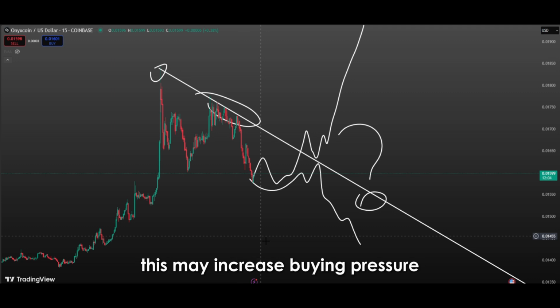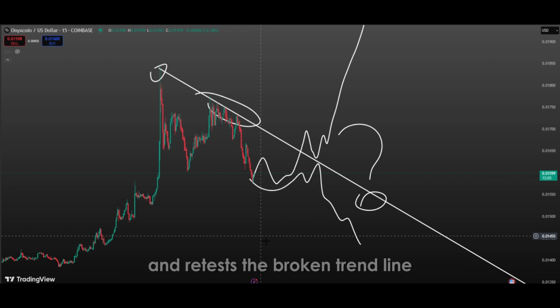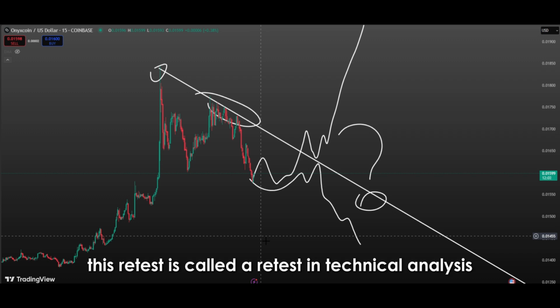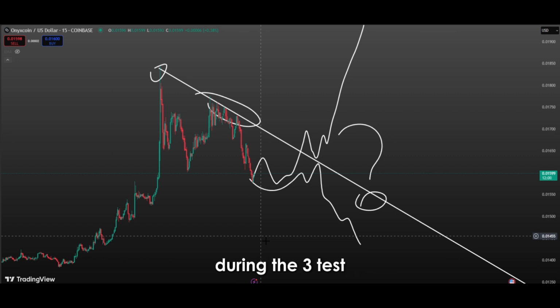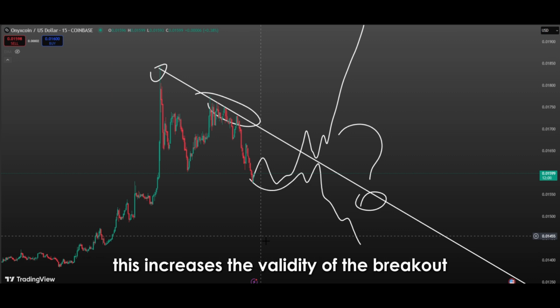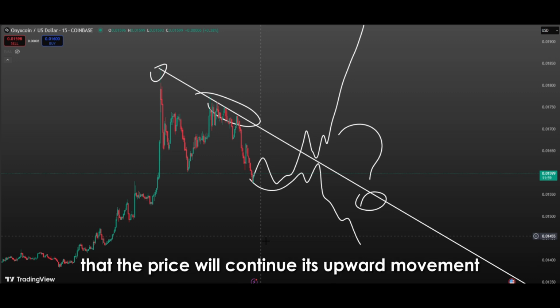This may increase buying pressure and cause prices to move even higher. In addition, after such downtrend breakouts, the price usually retraces and retests the broken trend line once again. This is called a retest in technical analysis. If the price manages to hold above the trend line during the retest and moves up again, this increases the validity of the breakout and generates stronger signals that the price will continue its upward movement.